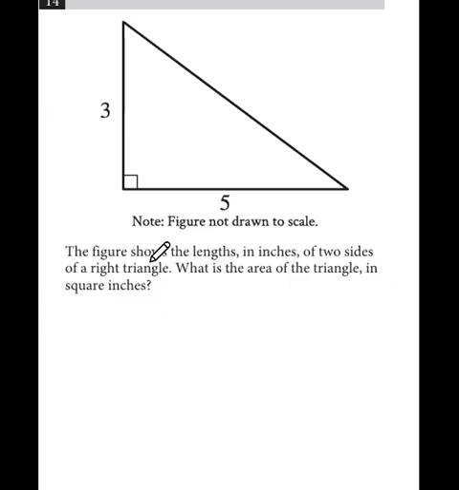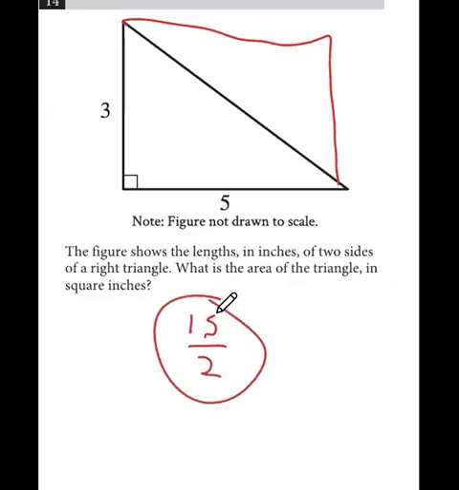Okay, so we're on question 14. We're told the side lengths of two sides of a right triangle. What is the area of the triangle? Well, area is just base times height divided by 2. So you can think of this like a square: base times height for a square, divided by 2 for the triangle. So 5 times 3 is 15, and we divide by 2. So the correct answer is 15 over 2.